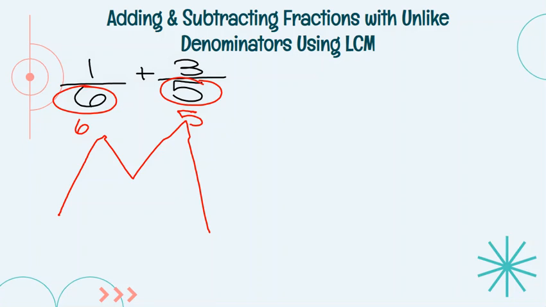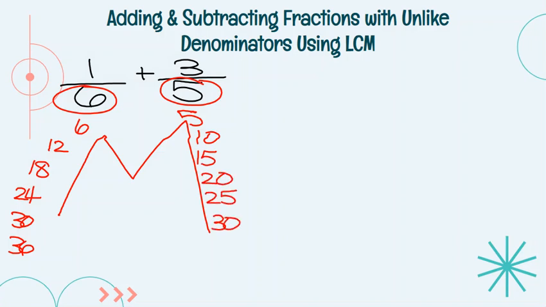So I'm going to start skip counting by sixes, my multiples, and I have 6, 12, 18, 24, 30, 36. And I'm going to do the same thing over here on 5 and see if I can find a match. So I have 5, 10, 15, 20, 25, 30. Oh, I noticed that I found my match. The smallest, or the least common multiple, of 6 and 5 is 30. So that's how I find my least common multiple.